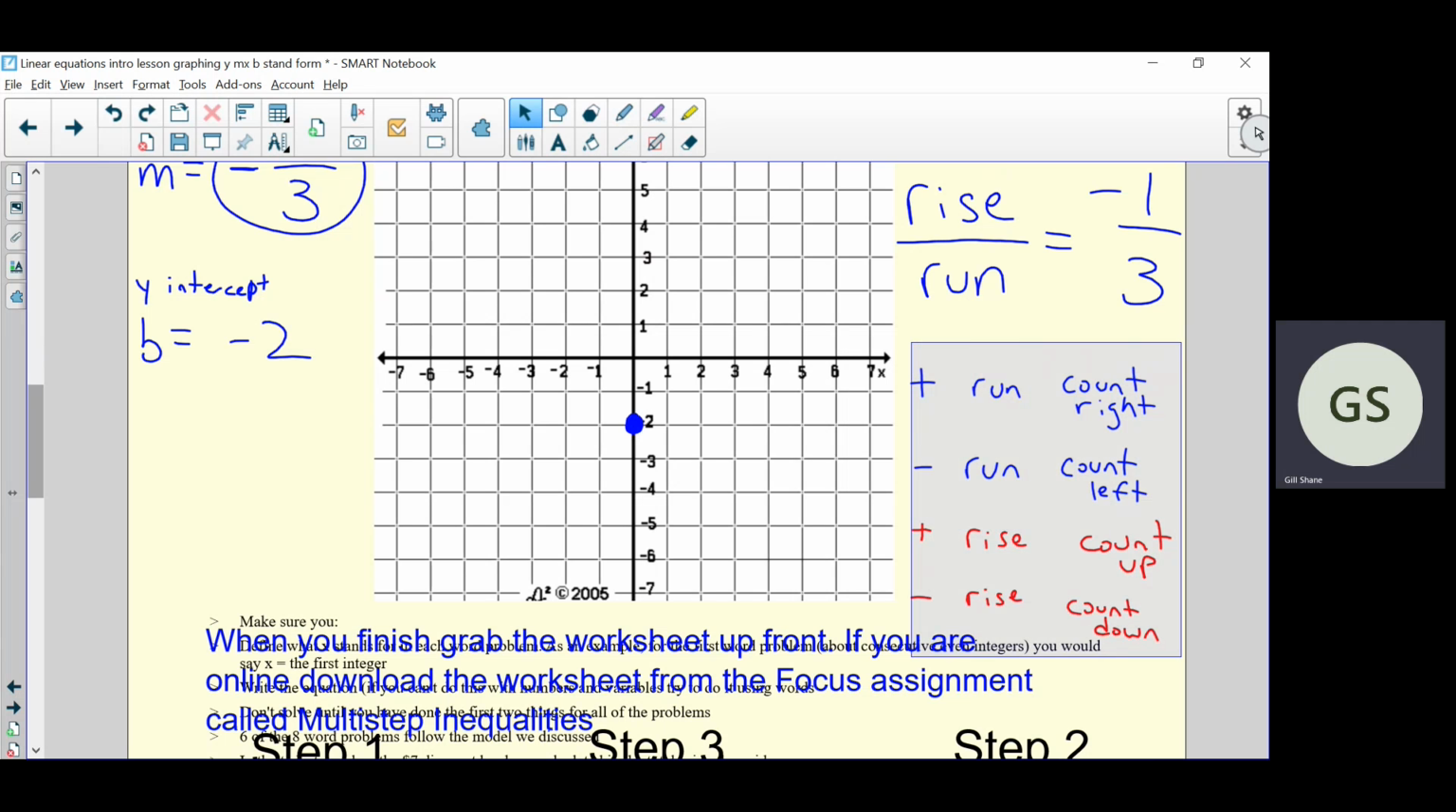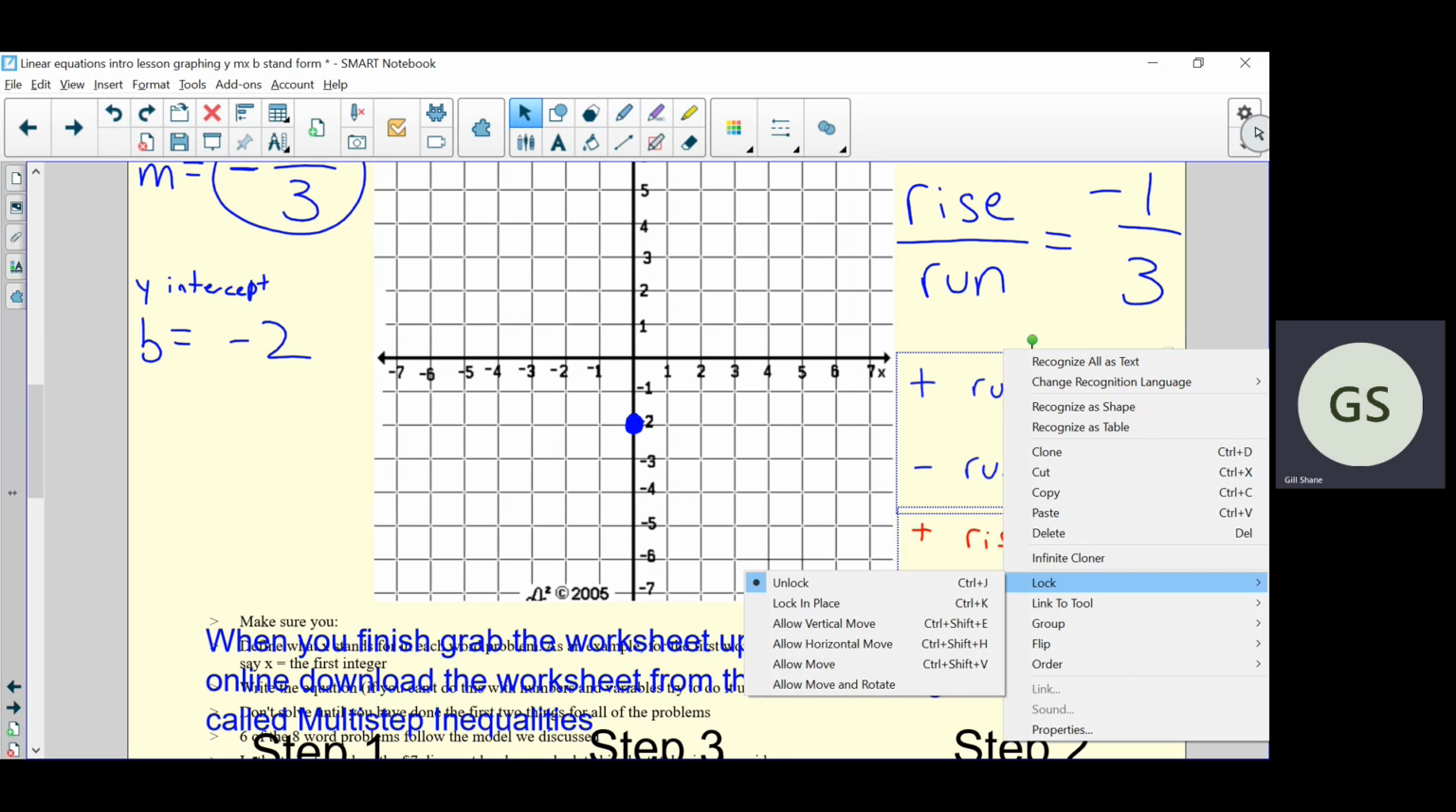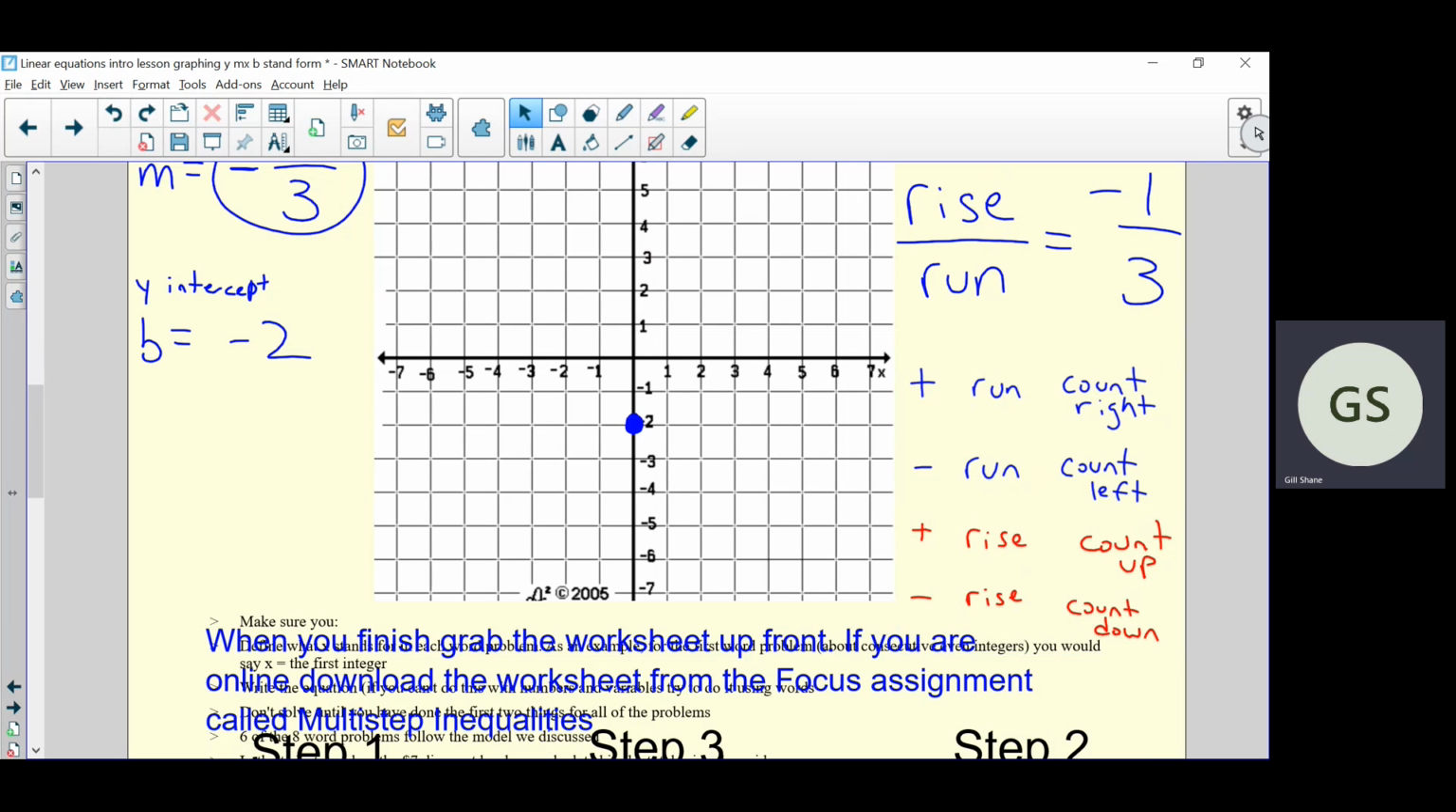So 4 and 5 basically tell you all of that same exact stuff. Fix that quick so it doesn't delete. So now, that means I have a positive 3 as my run right there. So I would count, it tells me right here, positive run, count right. So 1, 2, 3. I call it hop 3 instead of count sometimes. Then it says I have a negative rise. So it says if I have a negative rise, count down. And that's where my second point goes, and that is my line. So my line should look like this.